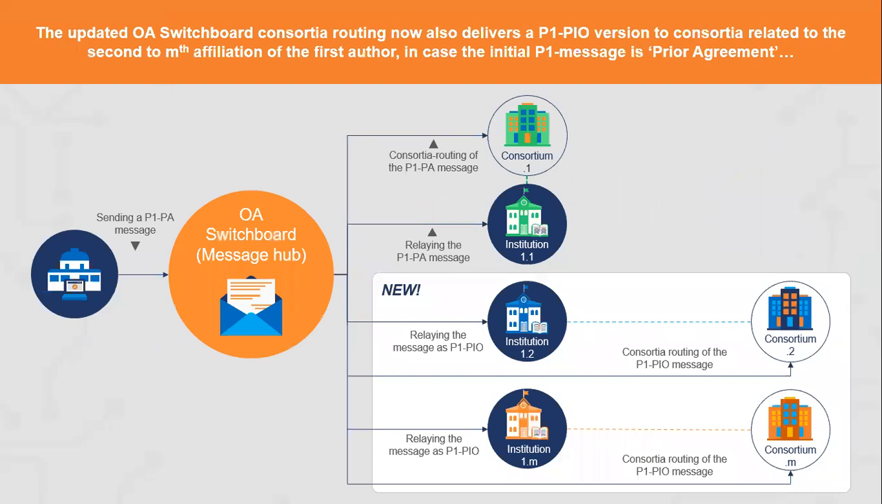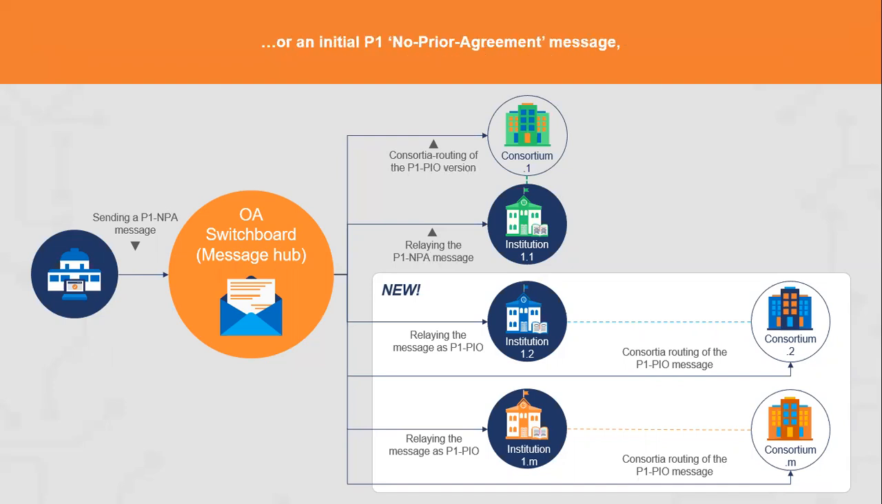The updated OA Switchboard consortia routing now also delivers a P1 PIO version to consortia related to the second affiliation of the first author and any other affiliations of this author in case of an initial P1 prior agreement message, or in a P1 no prior agreement message, or in case of a P1 PIO message. And in all cases for the second and other authors and their second and all other affiliations.